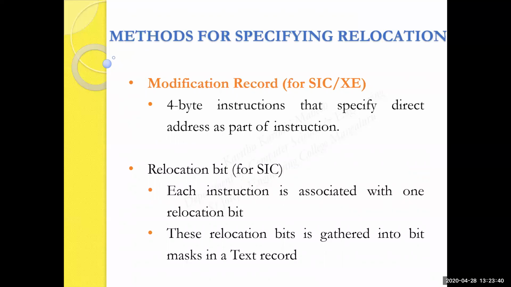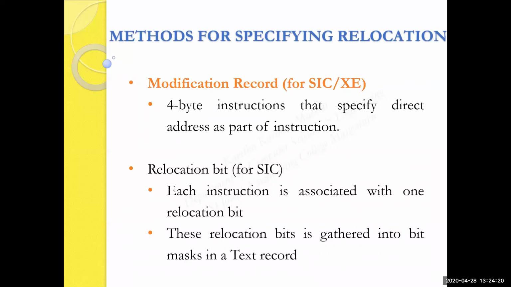That is, to allow for program relocation, or to allow the object program to be loaded at a location different from the address specified at the assembly time, it's important that we identify those portions of the object code that require modification when the program is loaded at an address different from the address used during the assembly time. And this information can be communicated to the loader in the object program via the modification record technique.